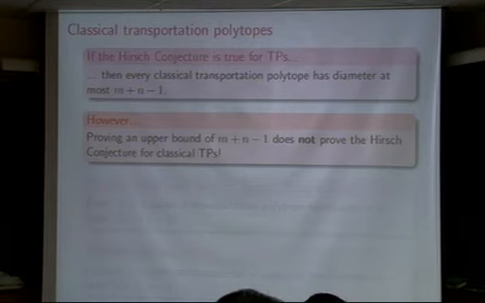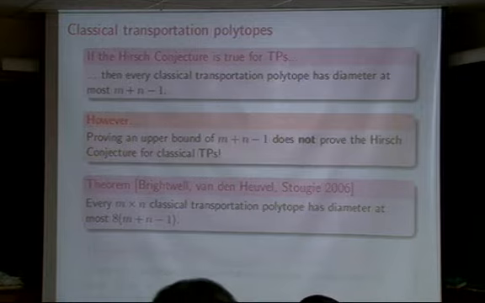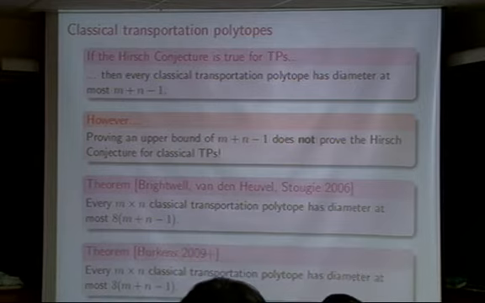And the point is that Brightwell, van den Heuvel, and Stougie proved that the diameter of m by n transportation polytopes is no more than 8 times Hirsch. Okay, and this was improved recently by Borgwardt, Finhold, and Hemmecke to 3 times Hirsch.